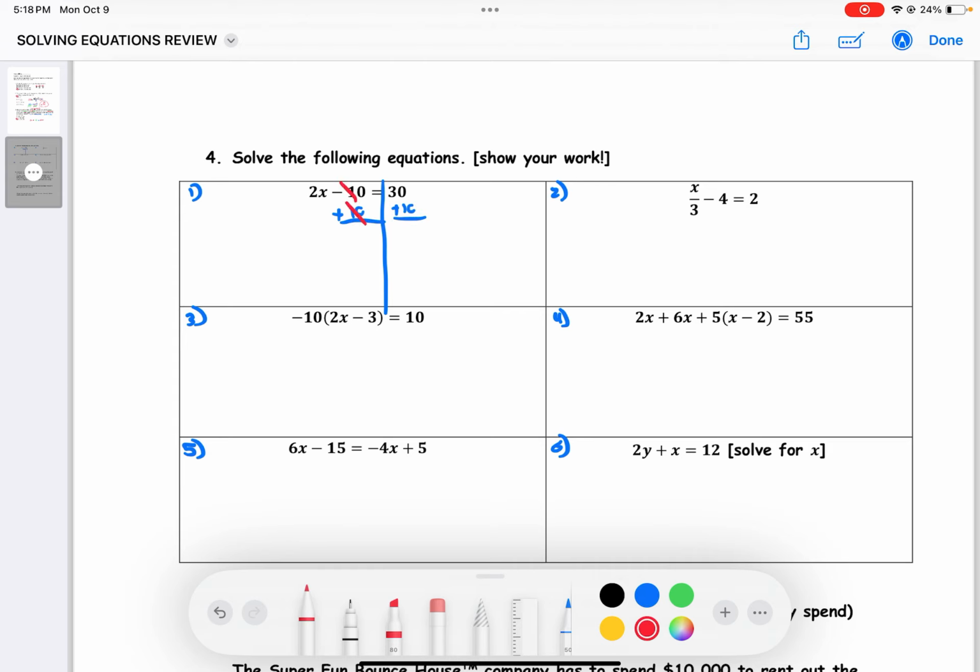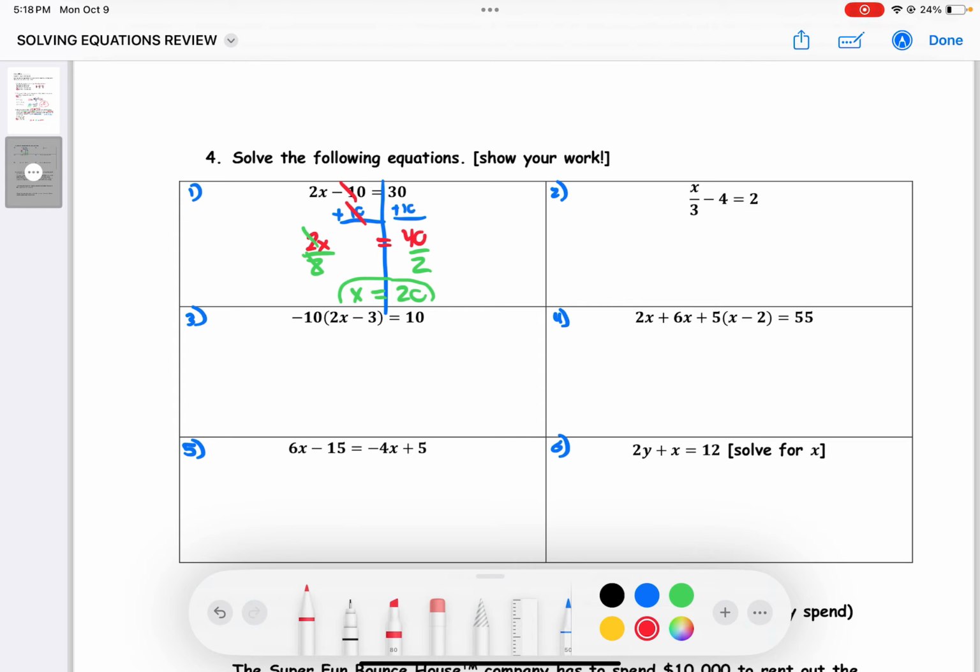Those cancel out. Carry everything down I did not touch. 2x equals, and 30 plus 10 is 40. Then the opposite of multiplying by 2 is dividing by 2. And 40 divided by 2 is 20. Perfect. Number 2, x divided by 3 minus 4 equals 2.